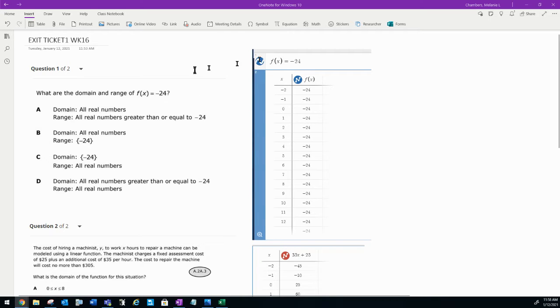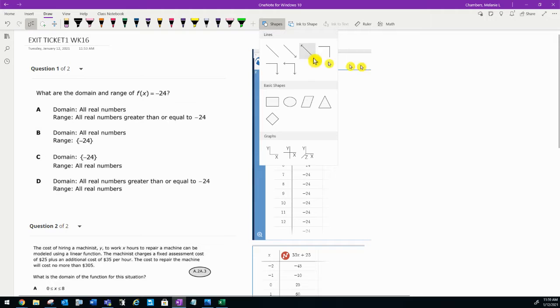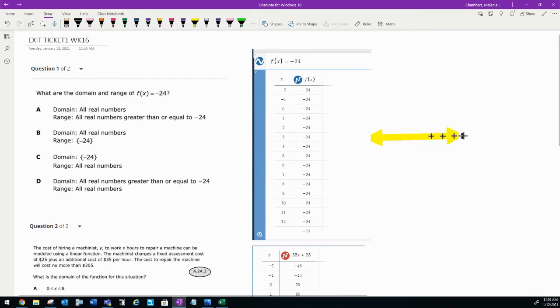If you go to Desmos and put in f of x equals negative 24, and then you hit the settings button and change the equation to a table, you'll see that all the values are at negative 24. The other thing you'll notice is that the line will be a horizontal line at f of x equals negative 24. You can look on the graph and you will see that line going through negative 24. Notice that all the values of f of x, which are the y values, are negative 24.